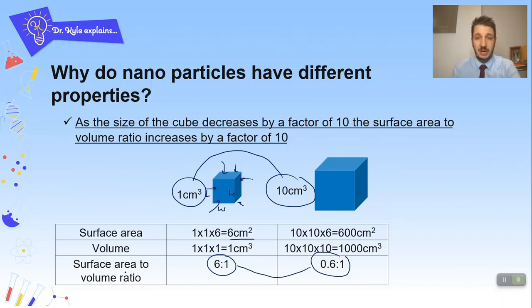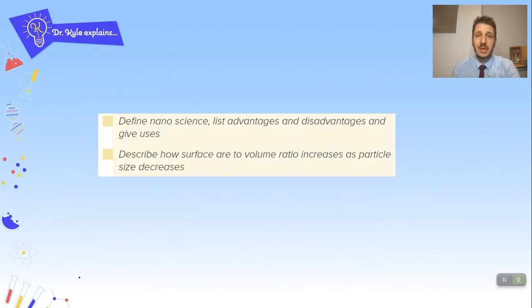I would really recommend you understand how to work out the surface area, the volume, and the surface area to volume ratio for your GCSEs, as I've seen this come up multiple times in previous exams. Okay, so today what we've gone through then is we've defined nanoscience, we've listed advantages and disadvantages, and we've given some uses. And then we've described how the surface area to volume ratio increases as particle size decreases.